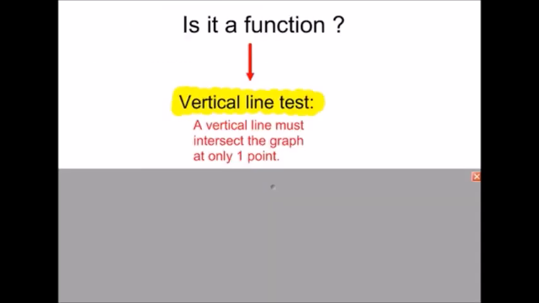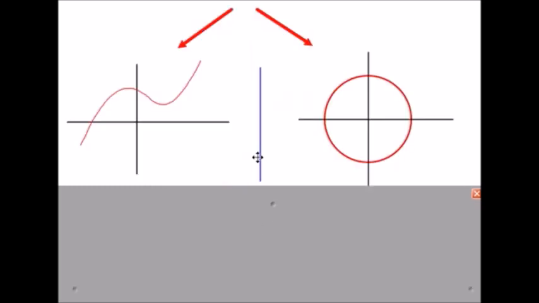To determine if something is a function, we can do a vertical line test. So in the example on the left, if I move the vertical line around, it intersects the curve at only one point. So this is a function. For the circle, you can see there are multiple points of intersection between the vertical line and the circle. So this is not a function.